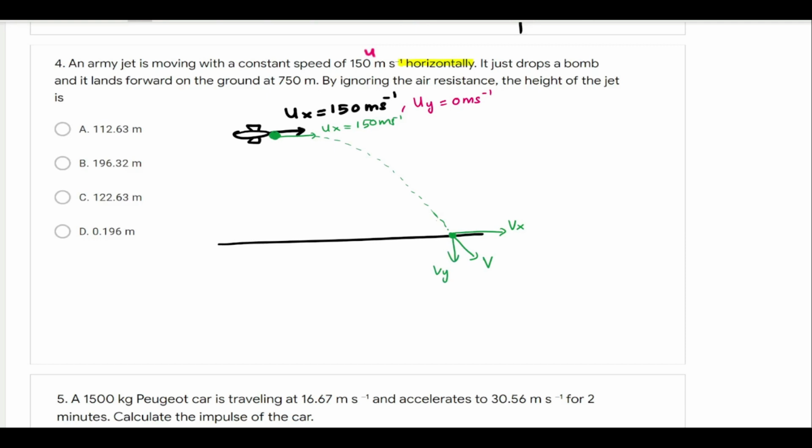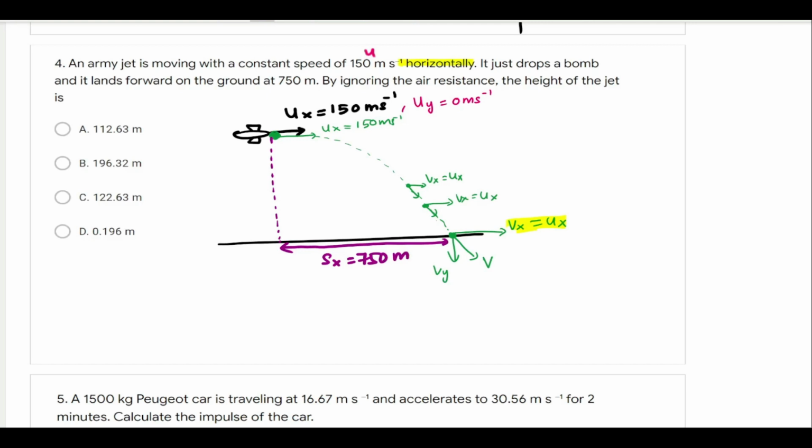Di mana, jangan sesekali lupa, for projectile motion, Vx at any point, kat sini ke, Vx mesti sama dengan Ux. Okay, Vx always equal to Ux. Ni kita recall balik. Jangan lupalah konsep ini. Okay, and then soalan kata apa tadi? Dia jatuh, lands forward on the ground at 750 meter. So means that this is the position kat mana kita release tadi. So daripada sini ke sini adalah 700, which is Sx.